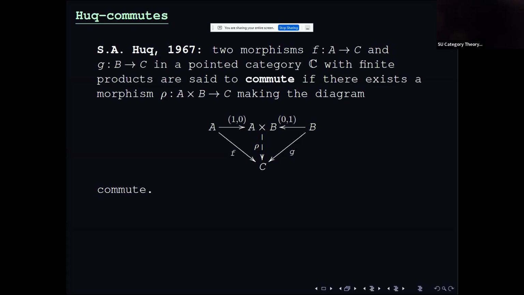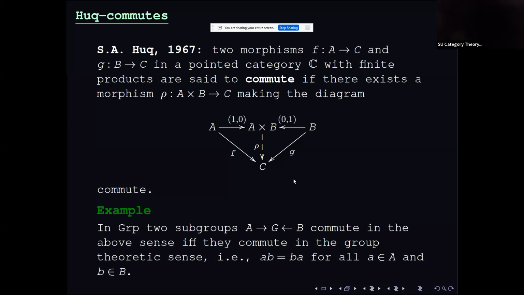I'm just going to describe centrality as it's formulated in the subgroup. We say that two morphisms, f from A to C and g from B to C in a pointed category, commute if there exists a morphism here making the entire diagram commute as a categorical diagram. The main intuition behind this is that, for instance, in the category of groups, two subgroups will commute if and only if they commute in the group theoretic sense, which is just to say that ab is ba for all a in A and b in B.